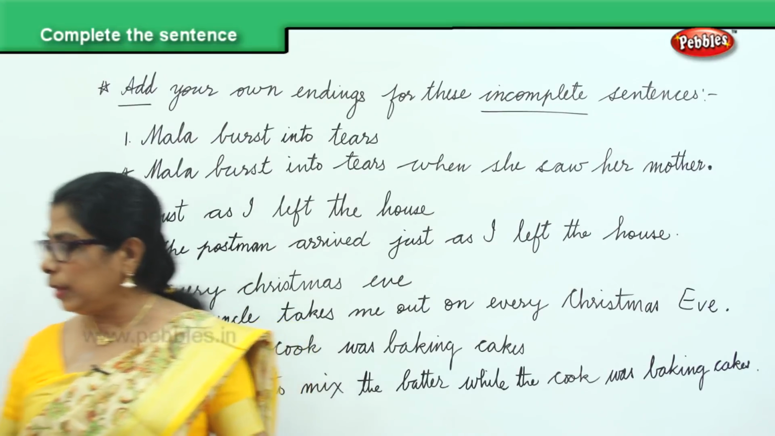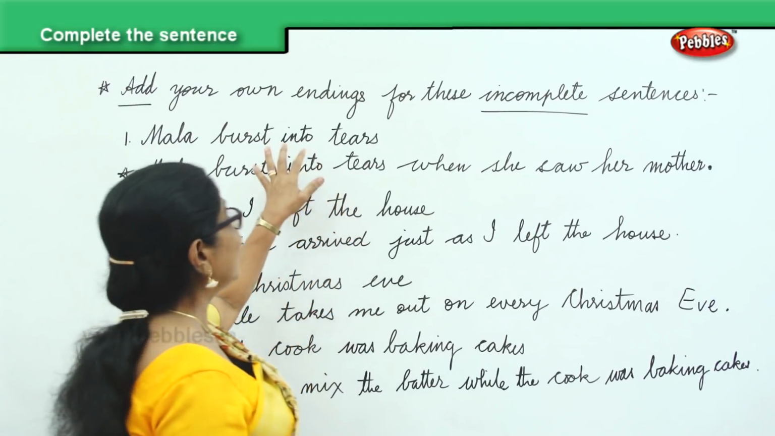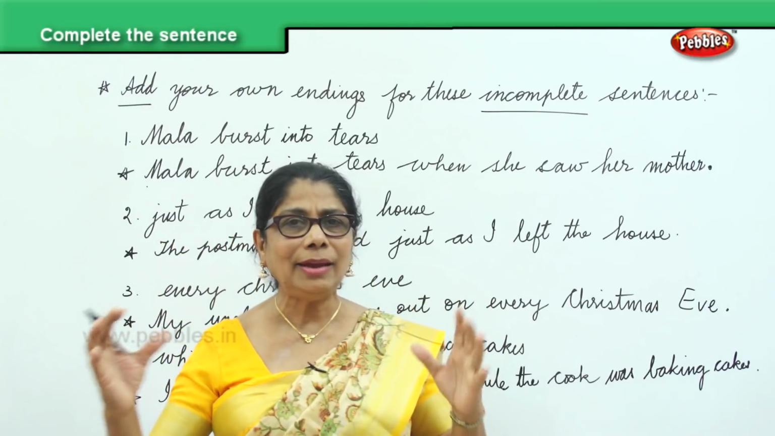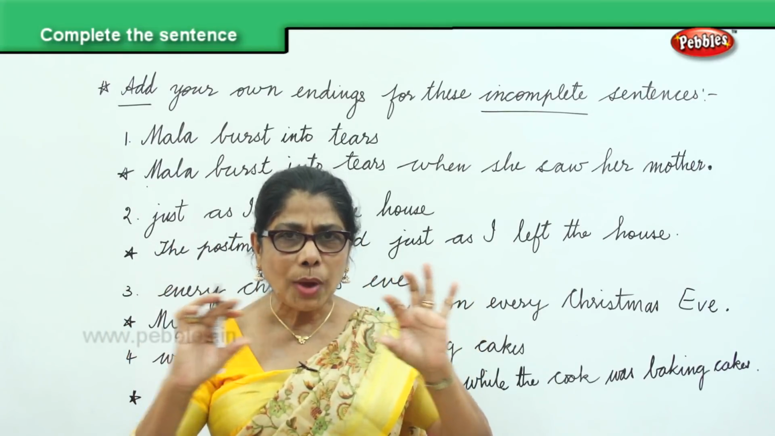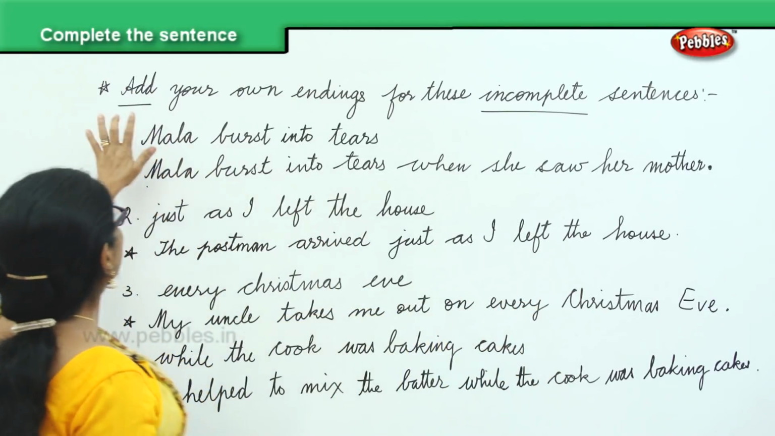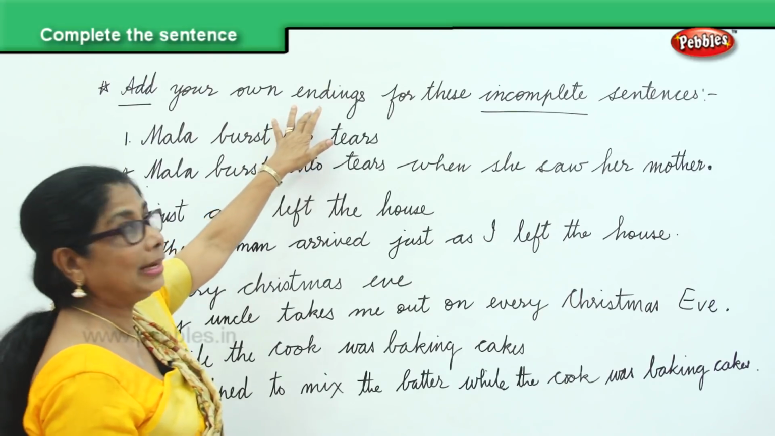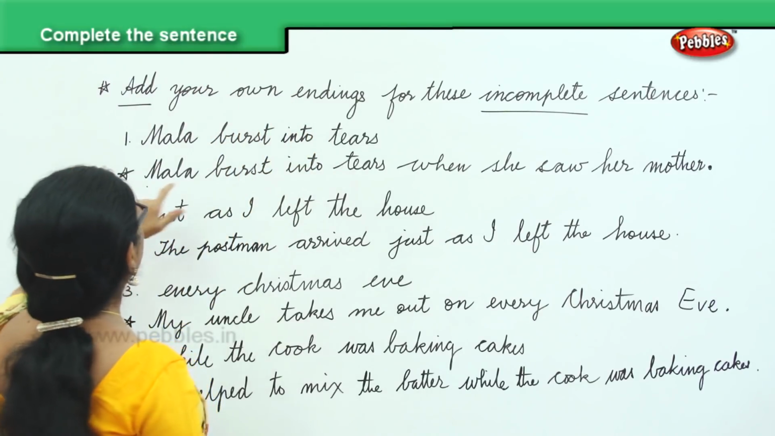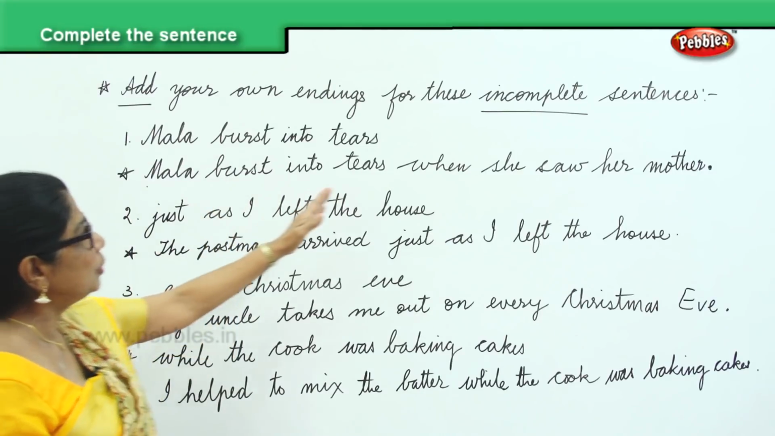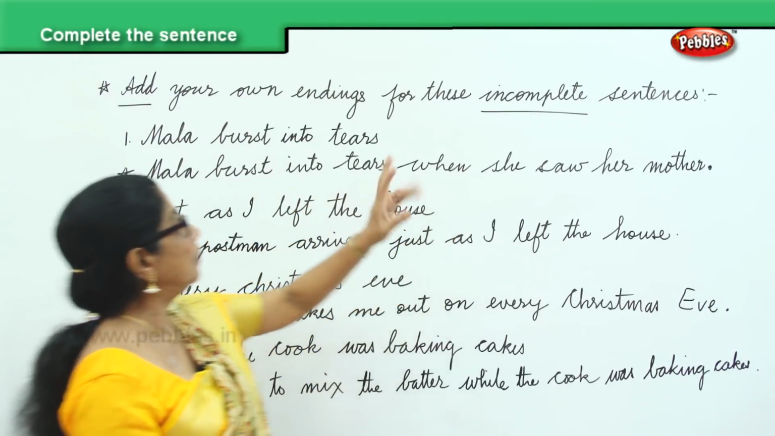Now, what have we learned in this exercise? You are given some group of words, either in the beginning or in the end. You are putting in words to make a complete sense. Now, add your own ending. It can be ending or beginning. Okay, Mala burst into tears. End it. Mala burst into tears when she saw her mother.